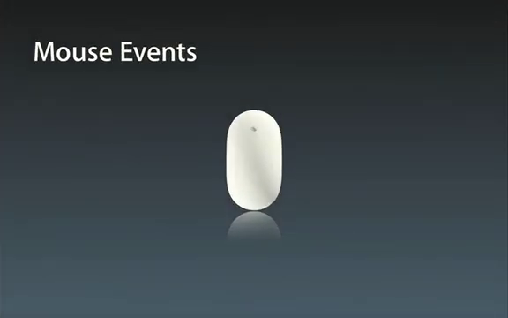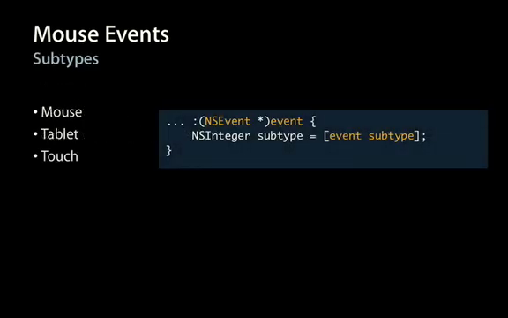Let's talk a little bit specifically about mouse events in particular. We're going to talk about a field called subtype. We're going to talk about some best practices, and we're going to talk about when to use the deltaX and deltaY values versus the location in window. So it turns out that there are more than one type of device that can generate mouse events. Mice, obviously, tablets, and trackpads. And you can easily determine from your various mouse events, mouse down or mouse drag, you just ask for the subtype from the event.